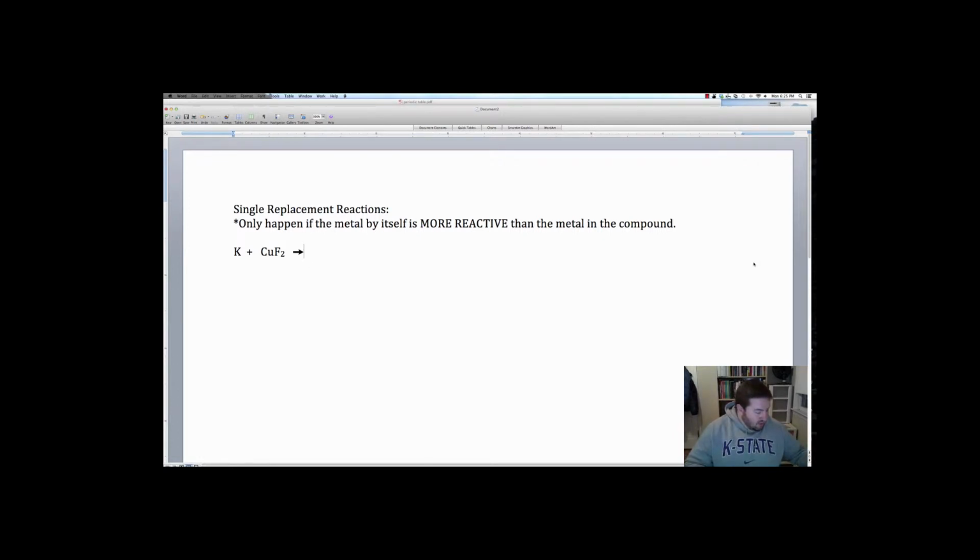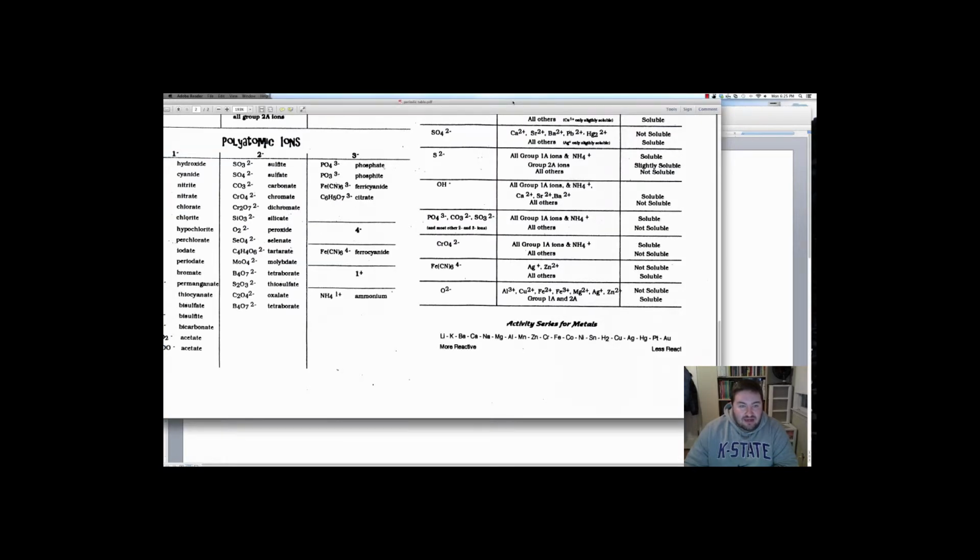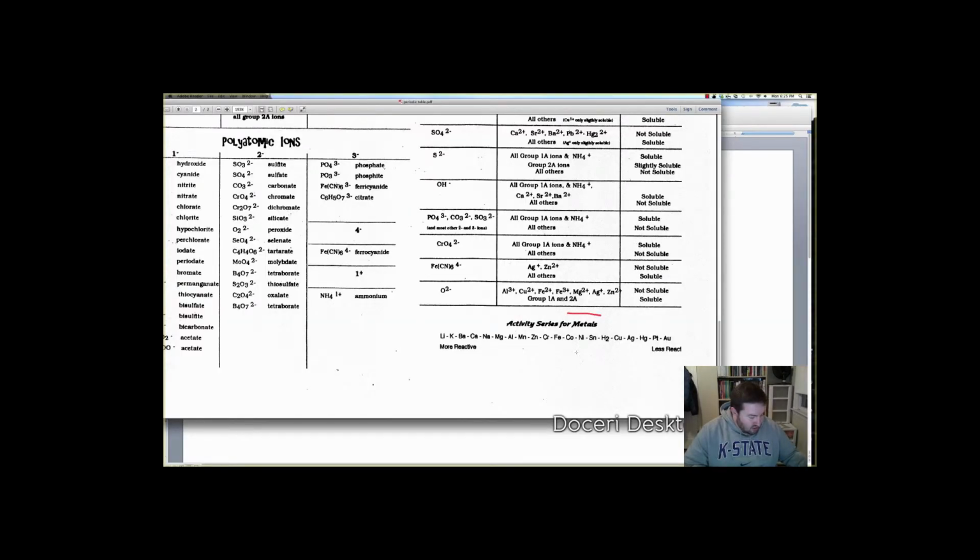So what we think might happen, if everything works out okay, is that the potassium right here will come over here and try to kick the copper out of this compound, send the copper off by itself, and take its place. The only way that'll happen, though, is if the potassium is more reactive than the copper, which is the metal in our compound. So I go to my periodic table, I come down here to the bottom to the activity series for metals, which is a chart of reactivity, and I simply look.